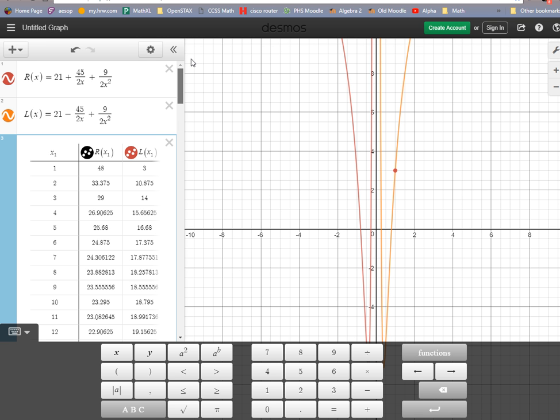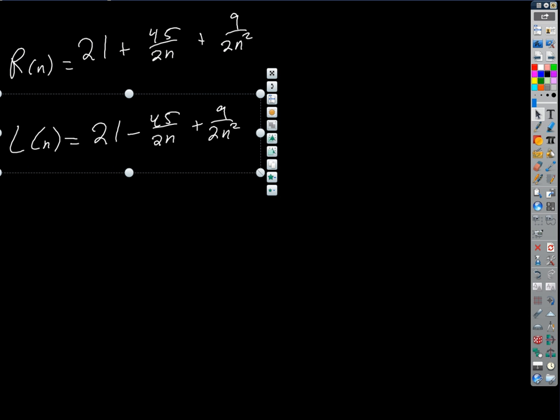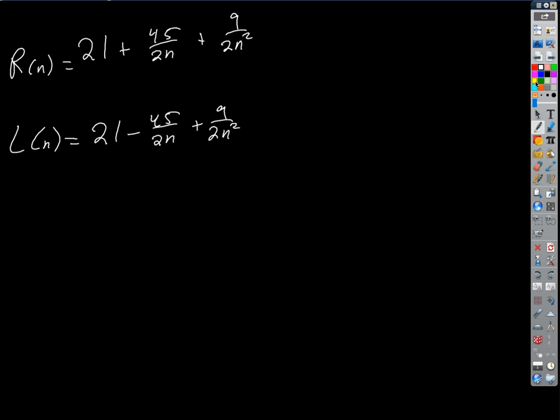Infinity is not a number, so we have to take a limit as n approaches infinity. You can't plug in infinity, but we can take a limit as n gets infinitely big. You see the strategy? Look what happens then. Here are our right sum and our left sum. So let's do the limit of r sub n as n approaches infinity, which is going to give us 21, isn't it?